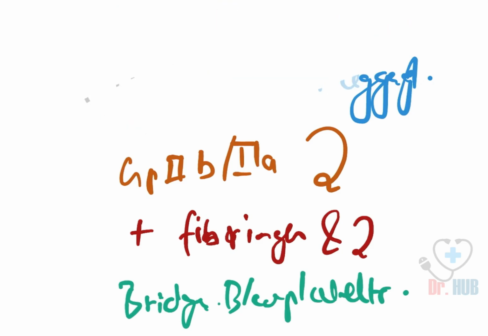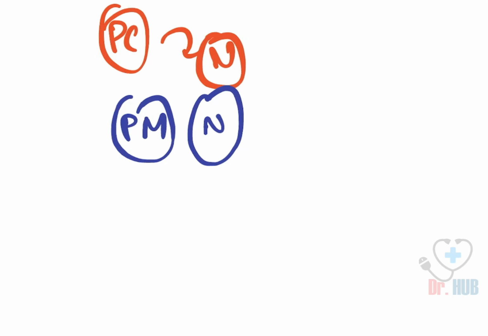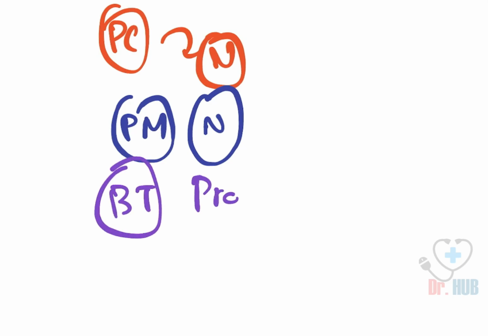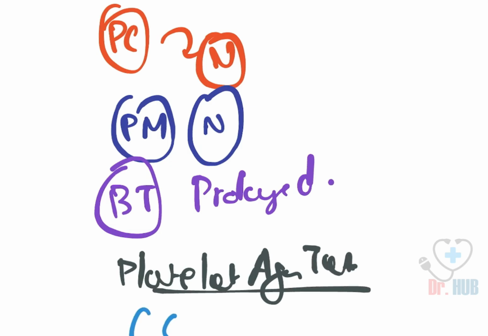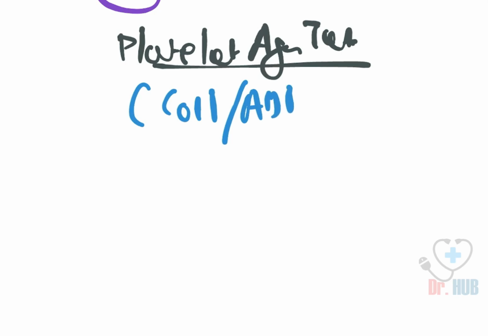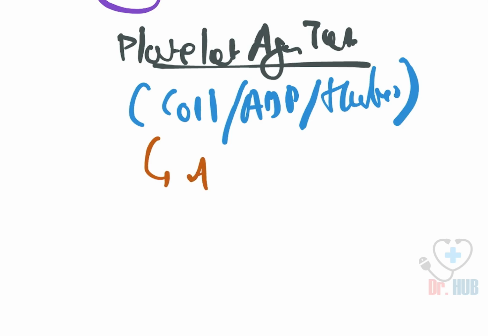Then jumping on next, looking at the platelet count. Platelet count here is normal, and in case of the platelet morphology, it is again normal, and looking at the bleeding time, it is prolonged. And looking at the platelet aggregation test, this can include the collagen, ADP, as well as the thrombin. So this is abnormal.